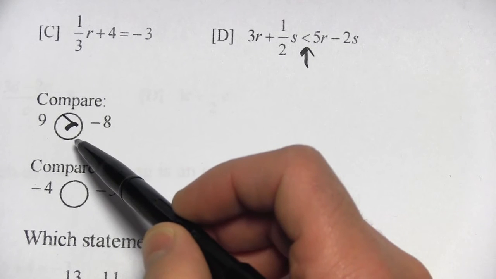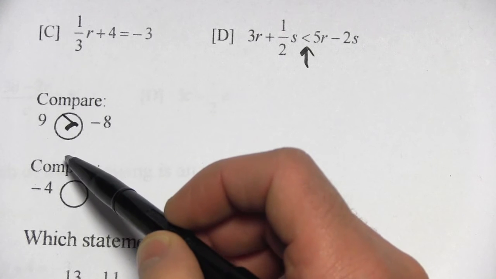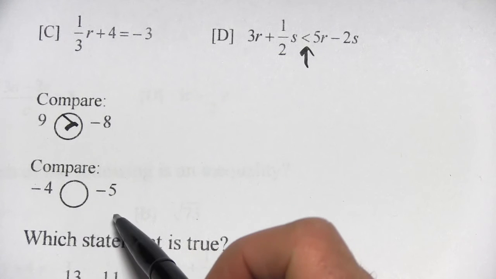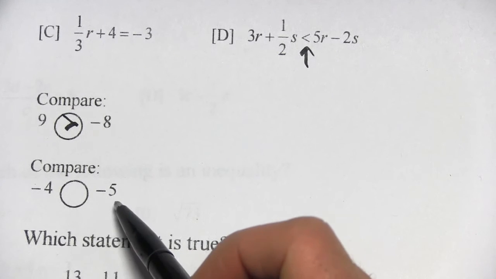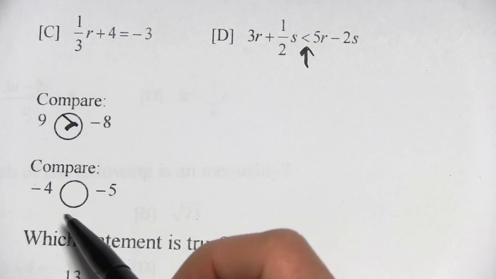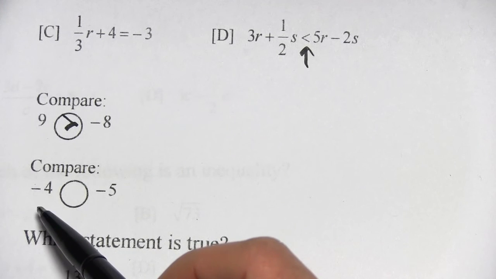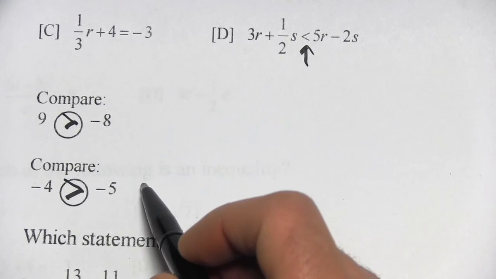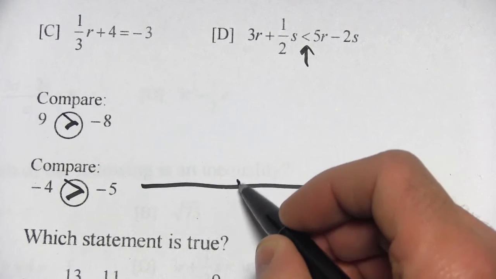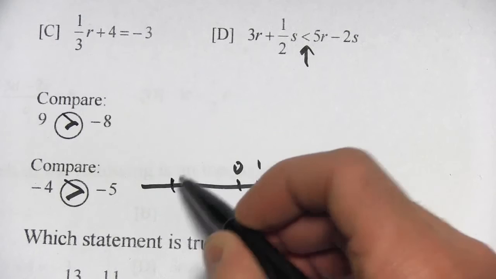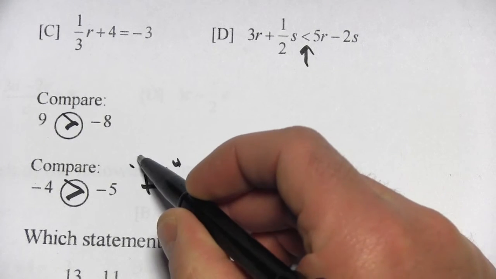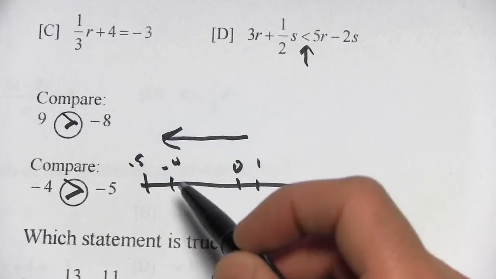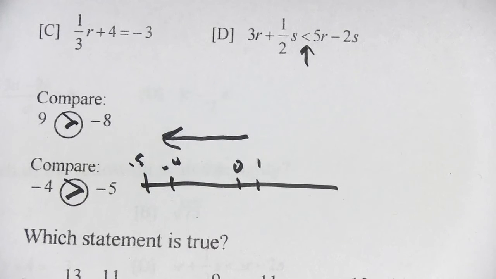If you get confused about which symbol to use, the bigger end of the inequality is pointing towards the bigger number. Sometimes it gets a little confusing when you're comparing negative numbers because the number 5 is bigger than the number 4, but a negative 4 is actually greater than a negative 5. And the way to remember this is to put it on a number line. So here's 0, 1. So negative 4 would be here, and negative 5 would be here, and things get smaller as you go in this direction. So negative 4 is actually greater than negative 5.